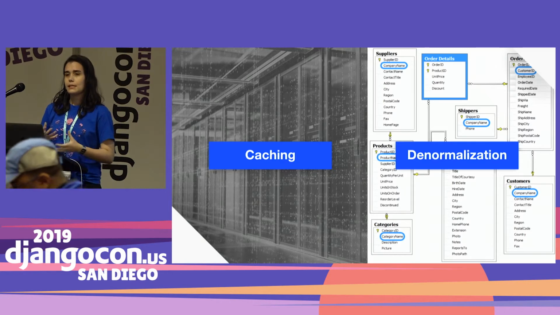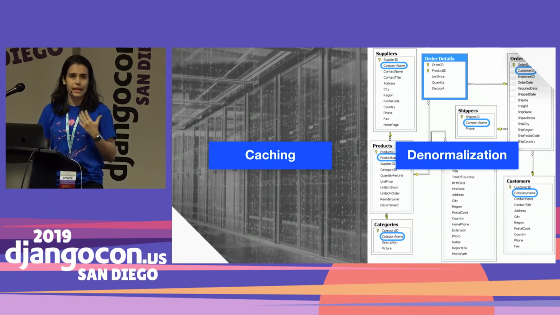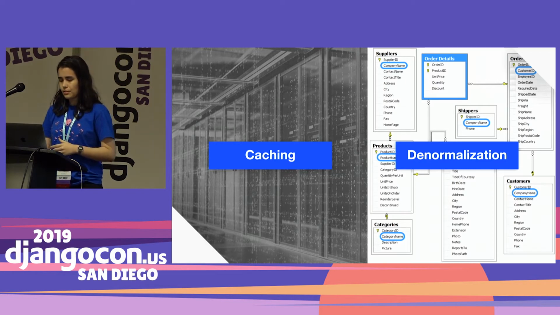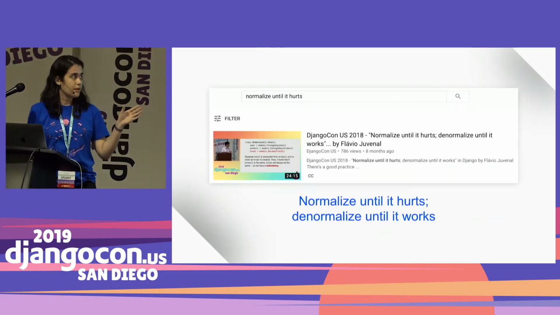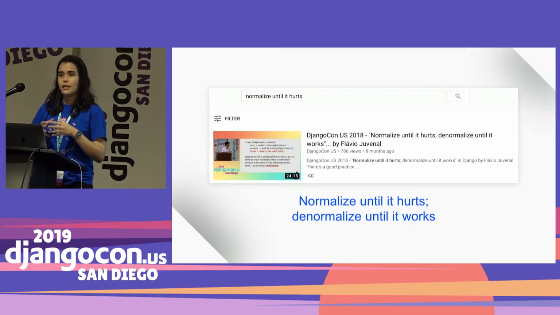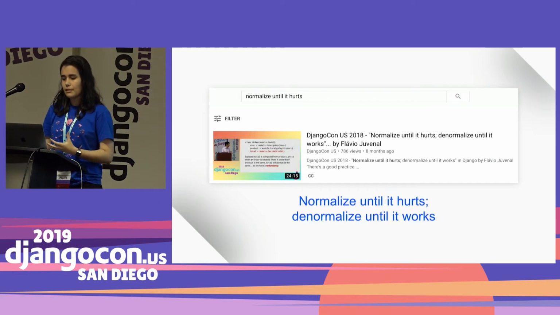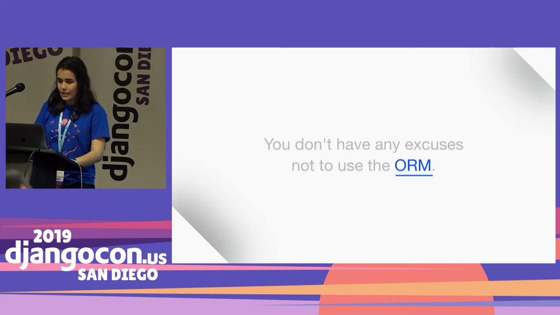And to mitigate some problems like this, sometimes people follow paths such as caching or denormalization. And by the way, if you're interested in denormalization, there's a great talk about it by Flávio Juvenal. He's one of Vinta's partners. You can check it out on YouTube. But if your application isn't really complex, it doesn't need the mentioned advanced techniques, you don't have any excuse not to use the ORM and to do your queries, and we're going to learn why and how today.